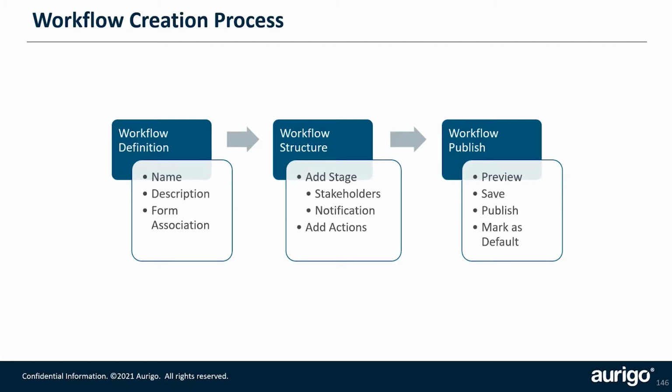If you are happy with that 3-stage workflow, all you have to do is click each stage, assign action stakeholders, and set up some notification capabilities for that particular stage. If you want to enable certain actions, add new actions, or modify existing actions, you can do that. Once you have done that, you can preview how your workflow looks, save it, publish it, and mark it as default so that when your functional form is there, by default, this workflow will be assigned to that form.